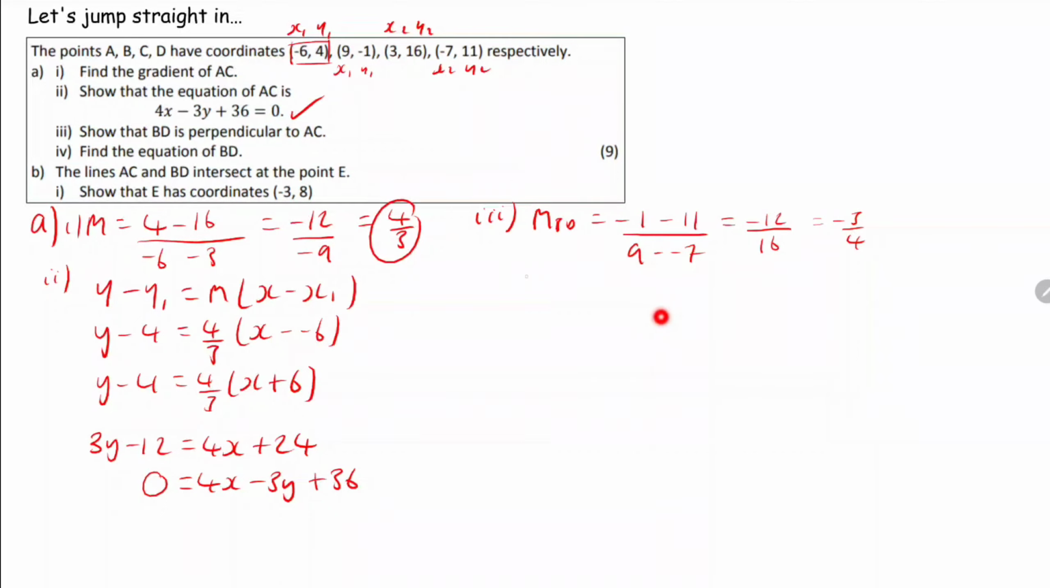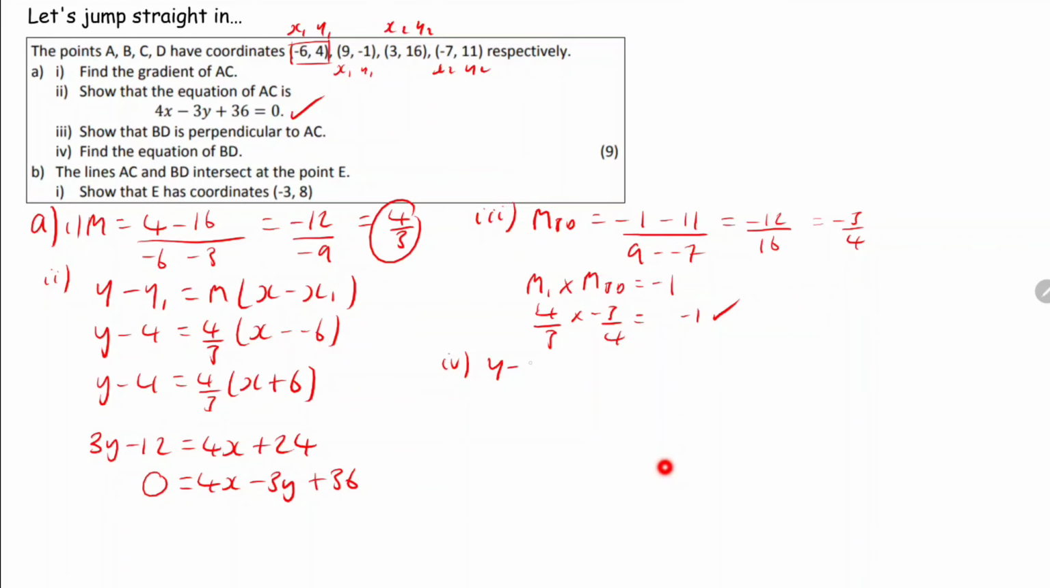Now, to show that they're perpendicular, you will say that m1, which is our first gradient, times the gradient of BD needs to equal minus 1. So 4/3 times minus 3 over 4 gives us minus 1. So we've shown they're perpendicular. Part 4. Find the equation of BD.